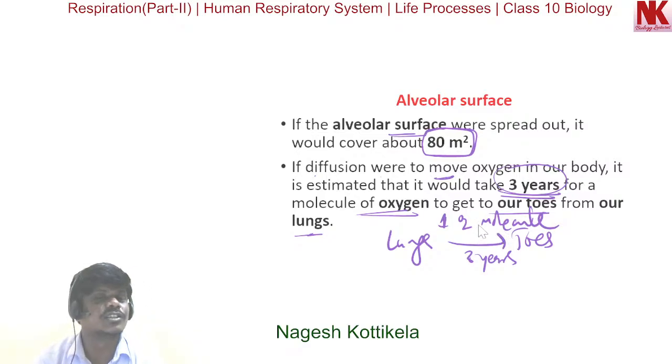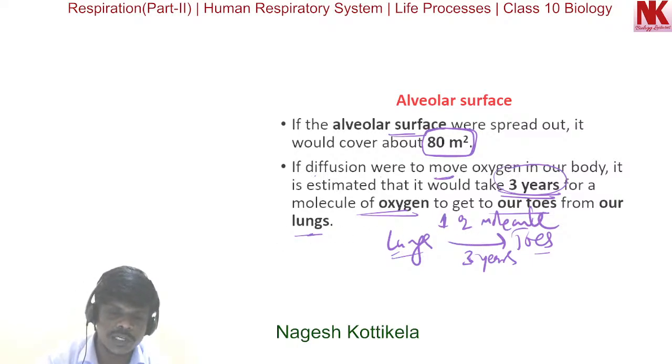Organisms cannot survive. So here, transport of one oxygen molecule through diffusion from lungs to toes takes 3 years. That is not suitable for the survival of living organisms. So here respiratory pigments have a lot of importance in transporting oxygen. Now moving to the next.